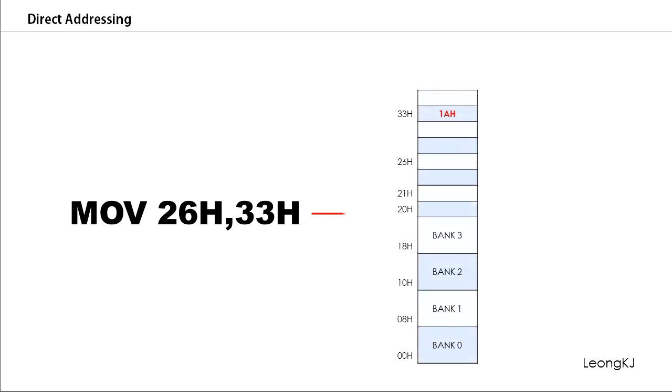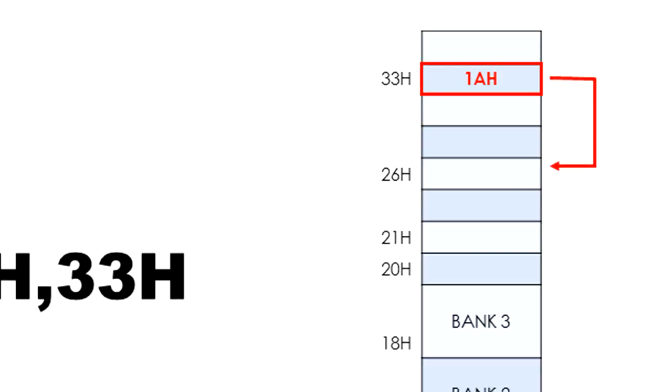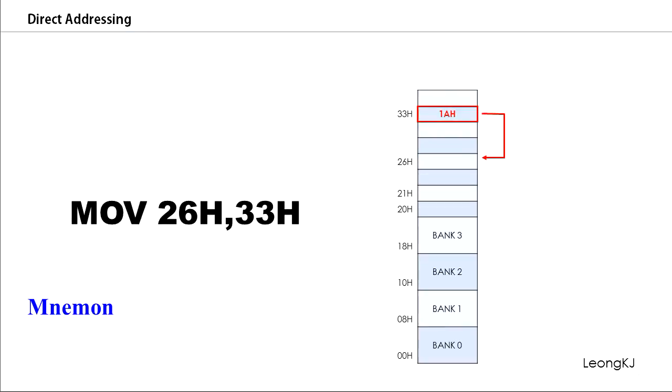Another example. 33 hex is an address. The value 1A hex is moved to memory location 26 hex. The mnemonics of this instruction is move direct to direct.